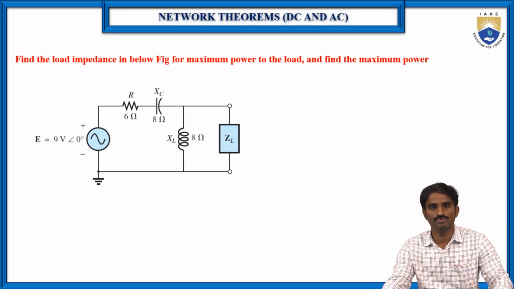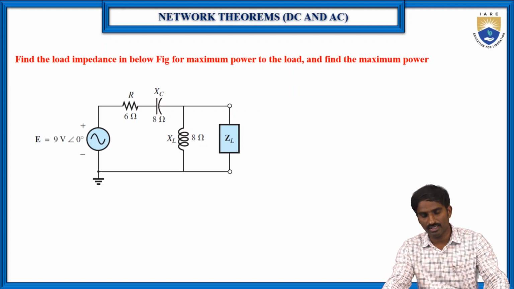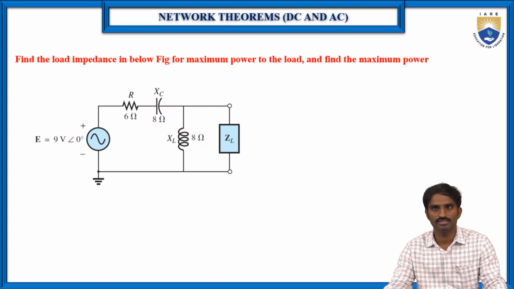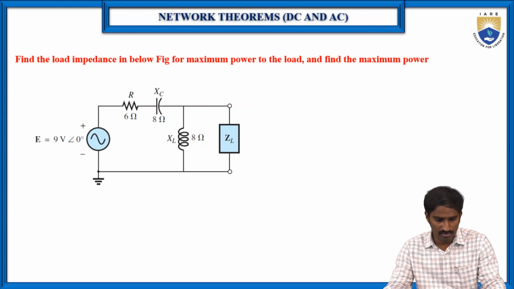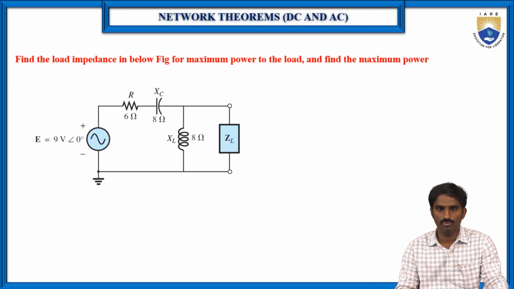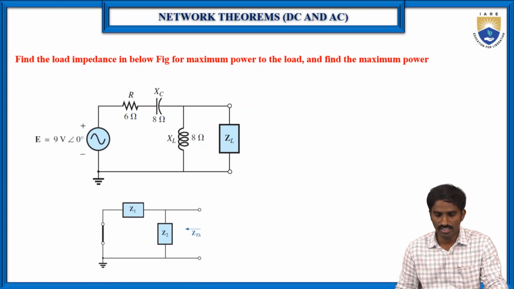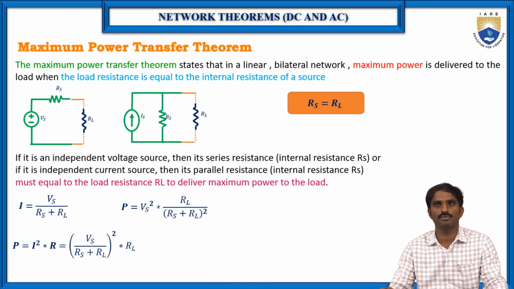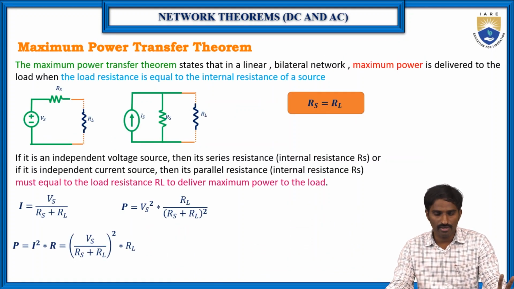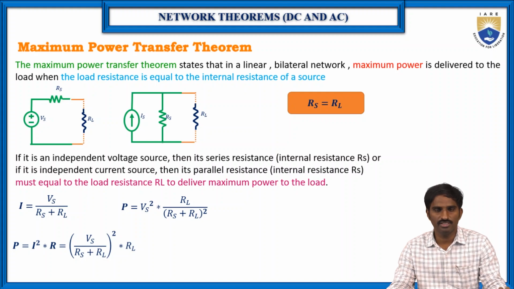Yes. Now let us move to the other network theorem, which is the maximum power transfer theorem. Here, find the load impedance in the below figure for maximum power to the load, and find the maximum power. So this is the problem. Before going to the problem, let us recall what the maximum power transfer theorem is. According to it, it states that, of course, for a linear and bilateral network.